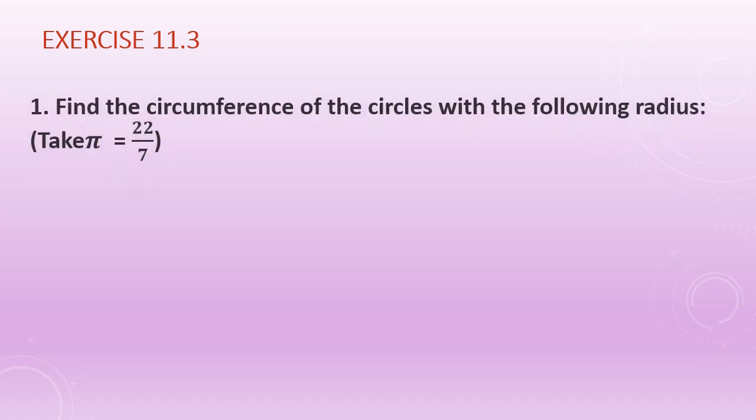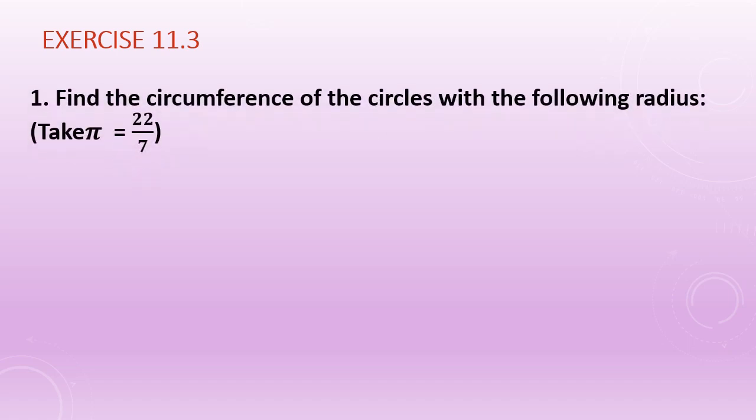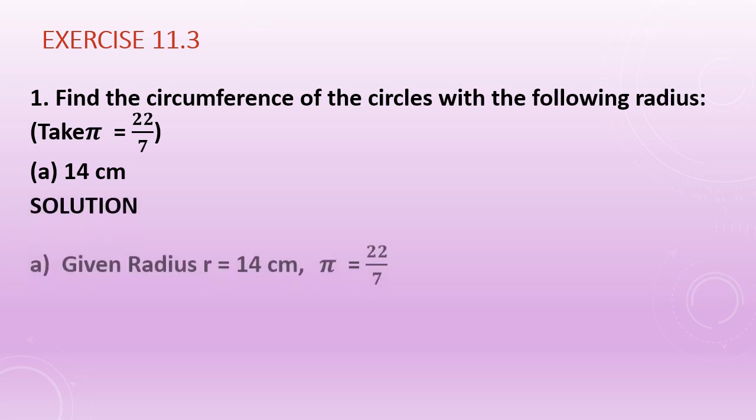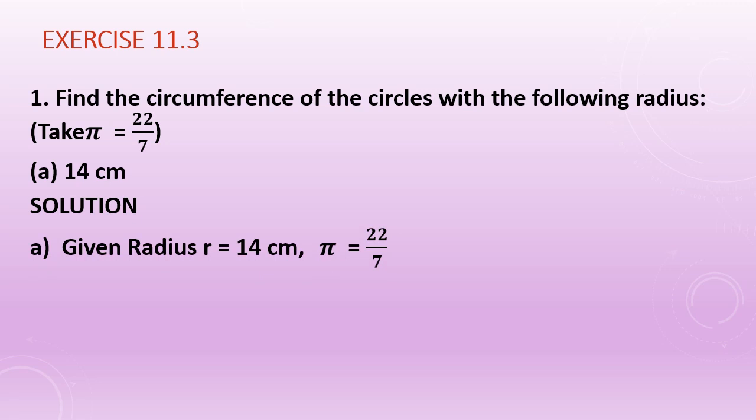Now we can move to Exercise 11.3. Our first question is, find the circumference of the circles with the following radius, given pi is 22 upon 7. Question A, 14 centimeter. So given the radius of the circle equals 14 centimeter and pi equals 22 upon 7.